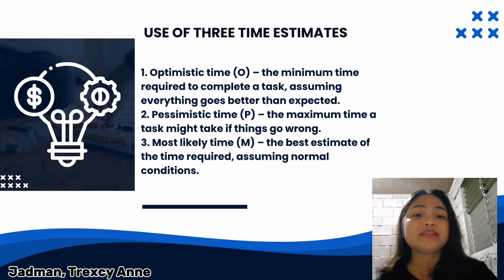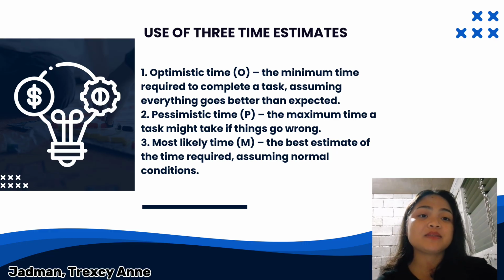PERT has three time estimates. First is optimistic time, or O, the minimum time required to complete a task assuming everything goes better than expected. Second is pessimistic time, or P, the maximum time a task might take if things go wrong. And lastly, most likely time, or M, the best estimate of the time required assuming normal conditions.